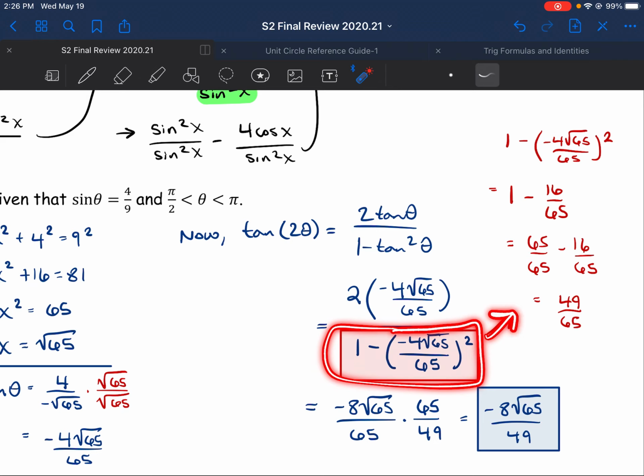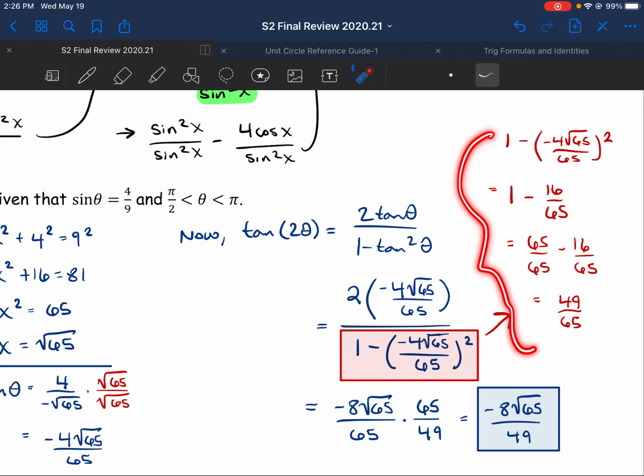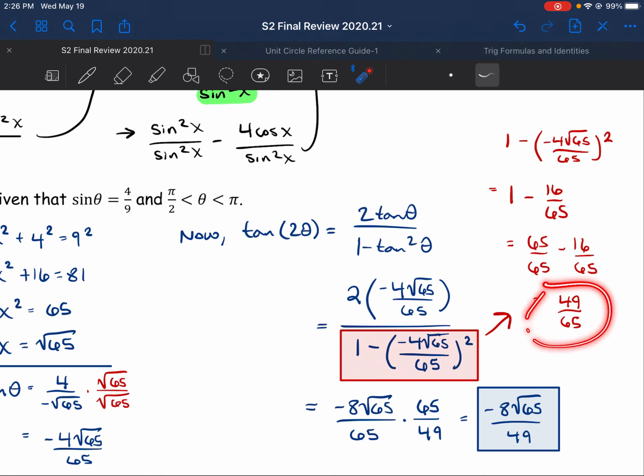Notice here, I show how you can make that calculation. That 1 minus this whole mess here in the red box is really equal to 49/65. Here's all the work to verify it. So now if we look at the numerator, 2 times this is going to give us negative 8 root 65 over 65. We know the denominator is going to give us 49 over 65, so I did keep, change, flip, meaning this gets flipped upside down. And notice that the 65s will cancel, leaving you with negative 8 root 65 over 49, which is our final answer.